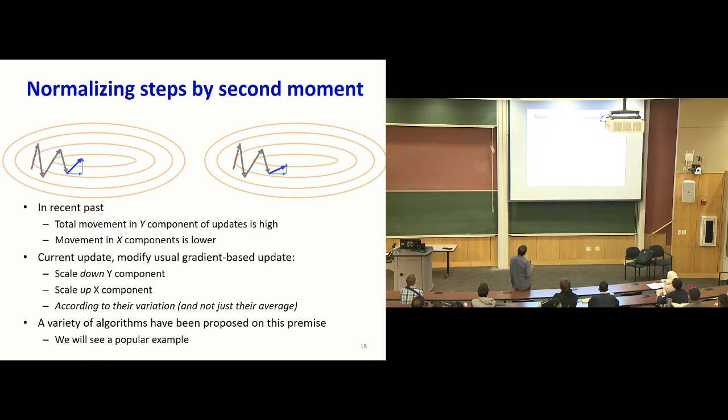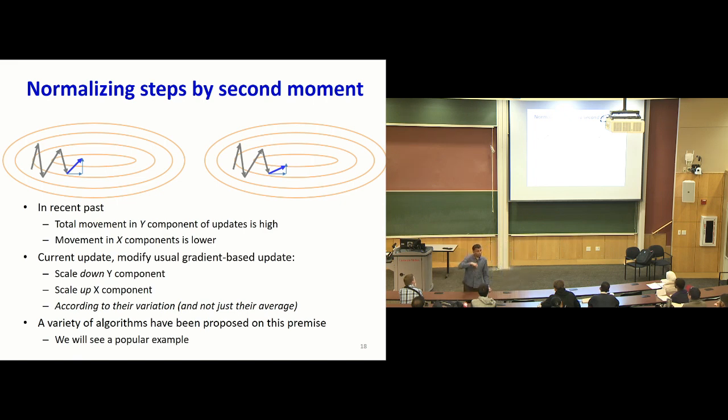If in the recent past the total movement in the y component is high, right, the total movement is going to be high because you're swinging around, and yet the net movement would actually be small, right? So if the net movement is small and the total movement is high, you want to shrink that step size. If the net movement is large and the total movement is large, you want to increase the step size, right? So that's what we're going to do. You're going to modify the usual gradient-based update, but you're going to decrease the step size in the y component. You're going to scale up the step size in the horizontal component, and we are going to do this according to their variation, not just the average.